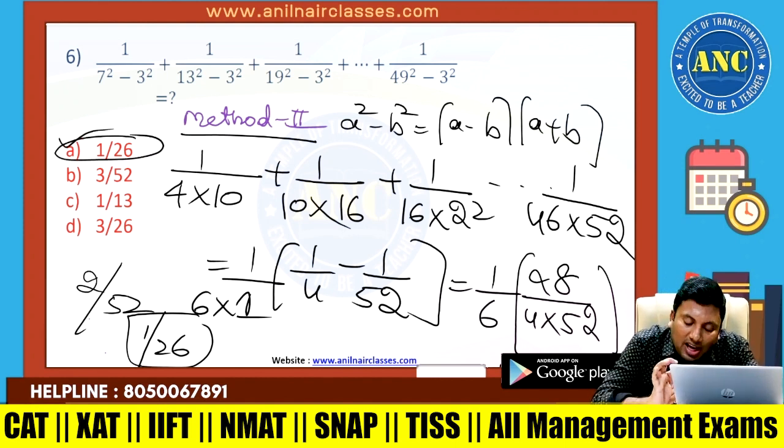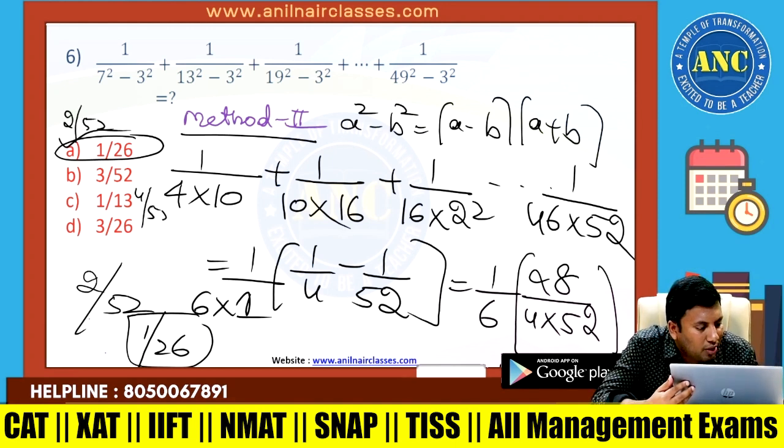If you observe the last one, the last term's denominator is 52. The answer should be either 52 or a factor of 52. All the options are 52 or a factor of 52, so the denominator condensing approach might not work here. Now if you see, how are the answer options? If I make everything into 52, these are 2 by 52, these 3 by 52, these 4 by 52, this is 6 by 52.